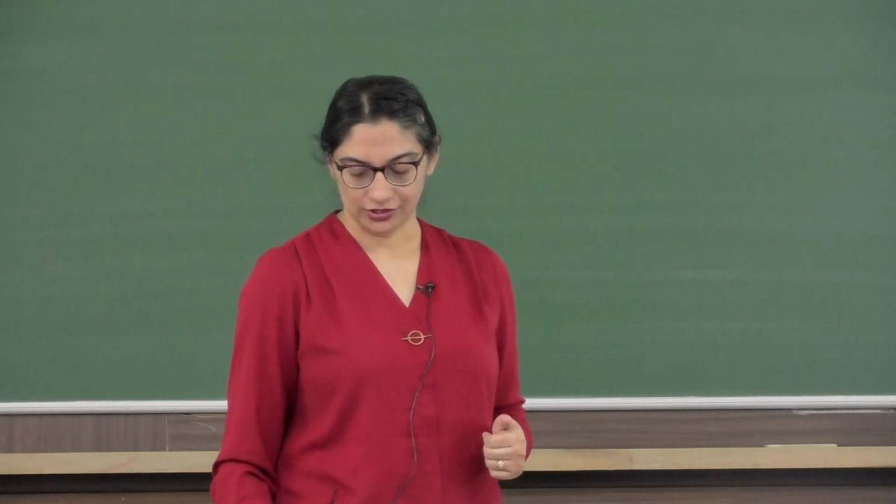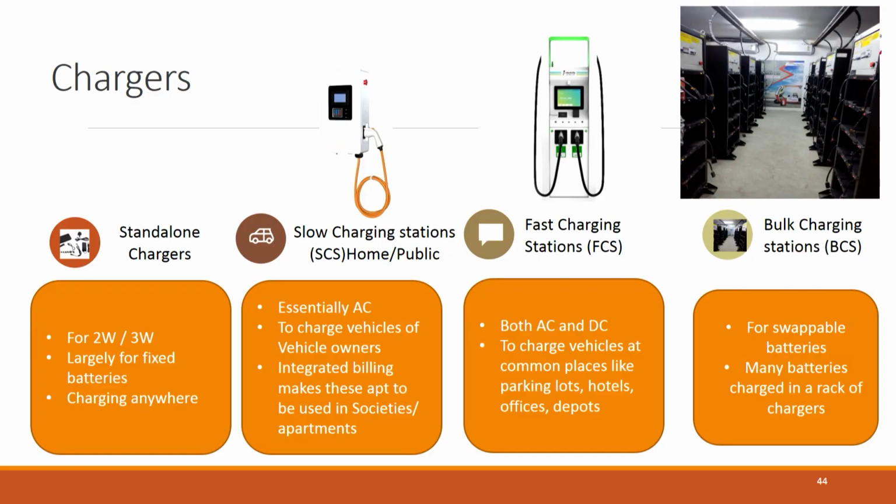If we talk about public chargers, there are different categories, like standalone chargers. These are the ones where, when we buy the vehicle, we get the charger along with the vehicle. In two-wheeler and three-wheeler applications, where the battery is installed inside the vehicle itself, we call them standalone chargers. The second category is a slow charging station, where we use such charging stations at our homes or public stations, but the purpose is that it would charge a fixed battery at a very slow rate.